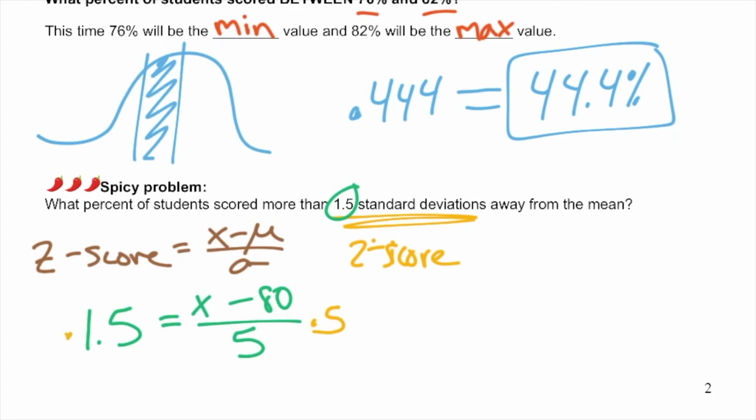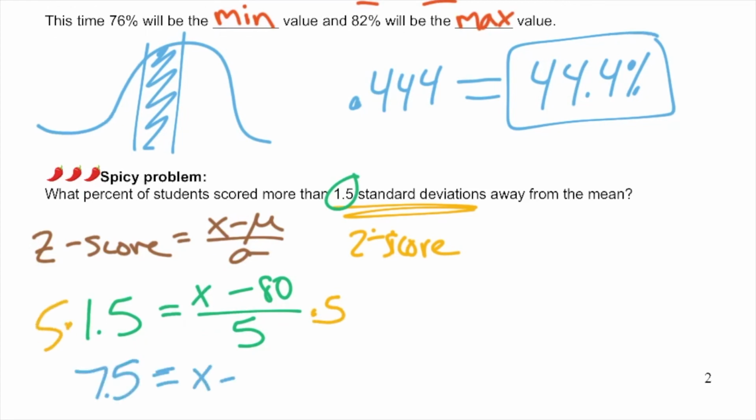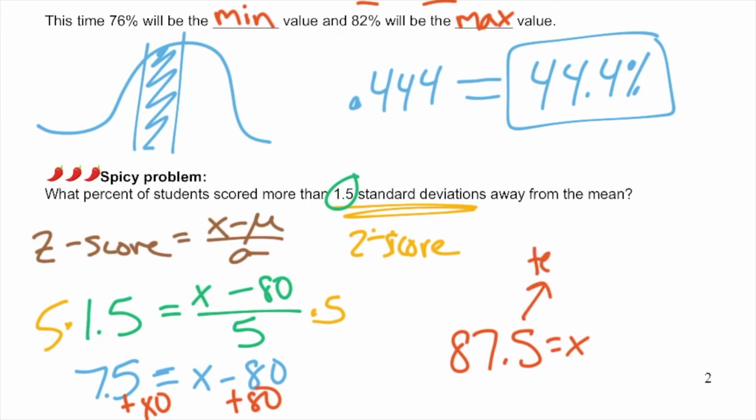So I'm going to multiply both sides by 5, and then we're going to add 80 to both sides. So we get 87.5 equals x. So that is the test value, and we want to figure out what percent of students. So this is not a percentage, this is a test score. We want to find the percent of students that were more than 1.5 standard deviations away from the mean. So we want to know if this is the minimum value. We want to know everybody above it.